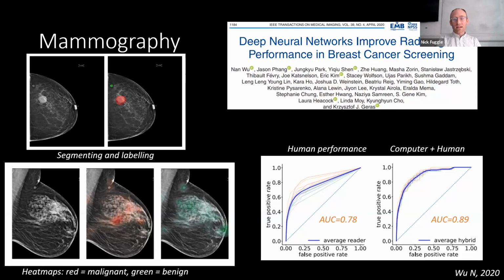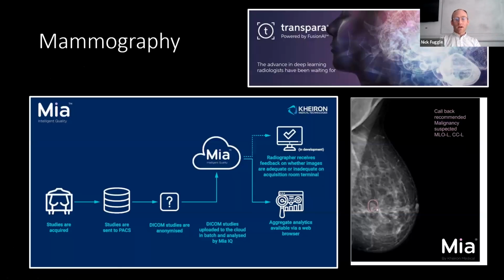And we see the variation in human performance on the left with reasonable areas under the curve of 78% in identifying cancers, but that improves if you incorporate a computer into the loop, up to 0.89 or 89%. And this is what has really led to a drive in industry towards producing tools that can do this.